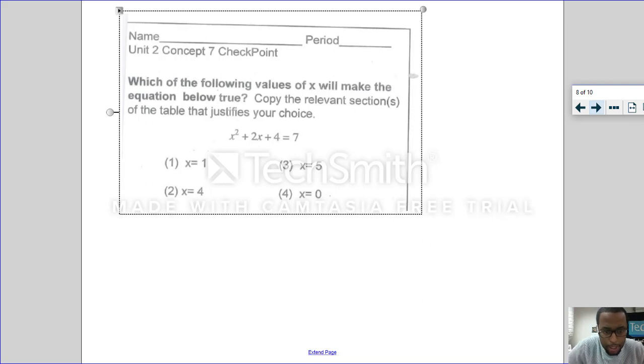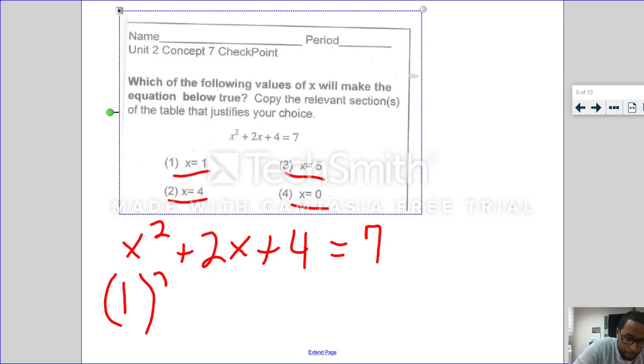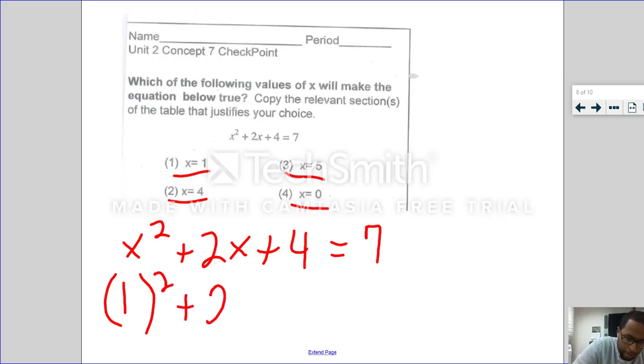So what am I doing? In essence, because x is 1, 4, 5, and 0, all I'm doing is substituting, okay? So let's try the first one. This is my equation. Instead of x, I'm going to put a number. So instead of x, in this case, I'm going to put 1. Okay, and again, instead of x, I'm going to put 1.